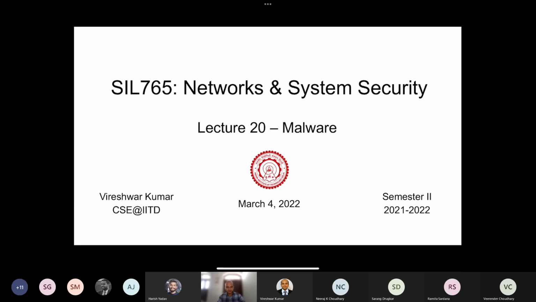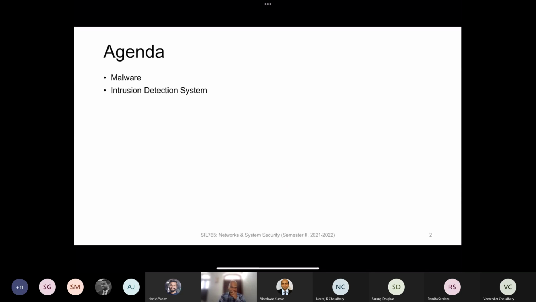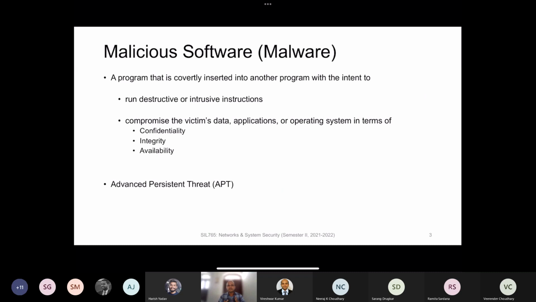Okay, so let's now move into this topic of malware. The way I'm going to discuss malware is by giving you some theoretical understanding of it, but I am planning to design the 4th assignment on malware and intrusion detection systems. So hopefully you will have the opportunity to get some hands-on experience with malware soon, probably not through the lectures, but by doing the assignment.